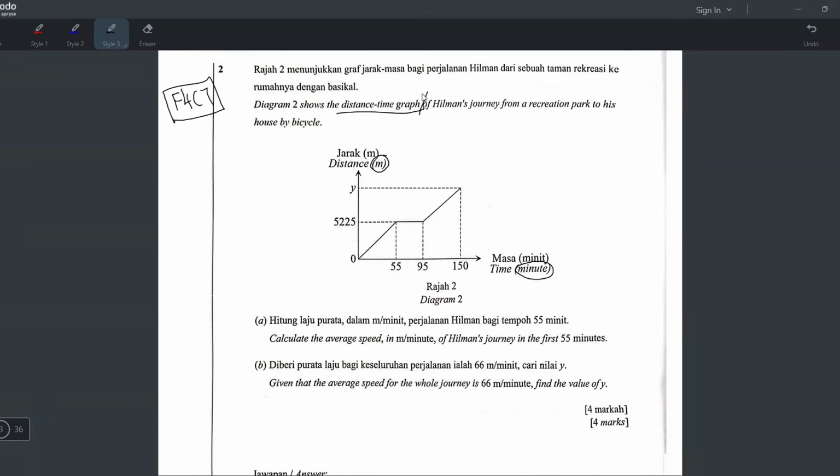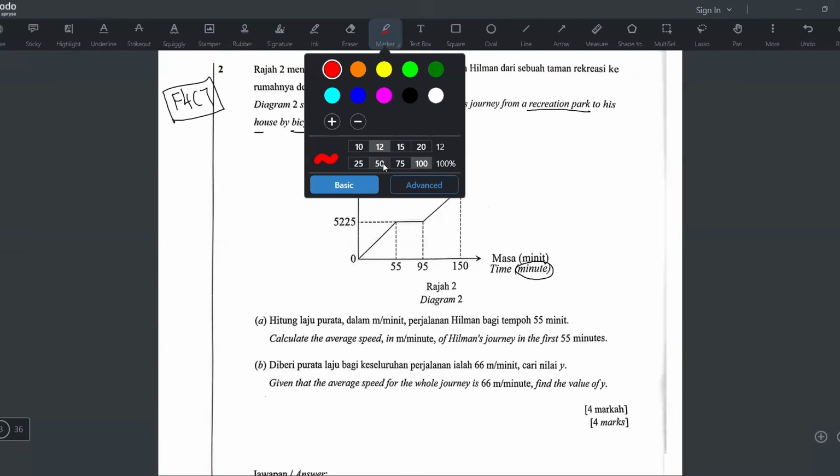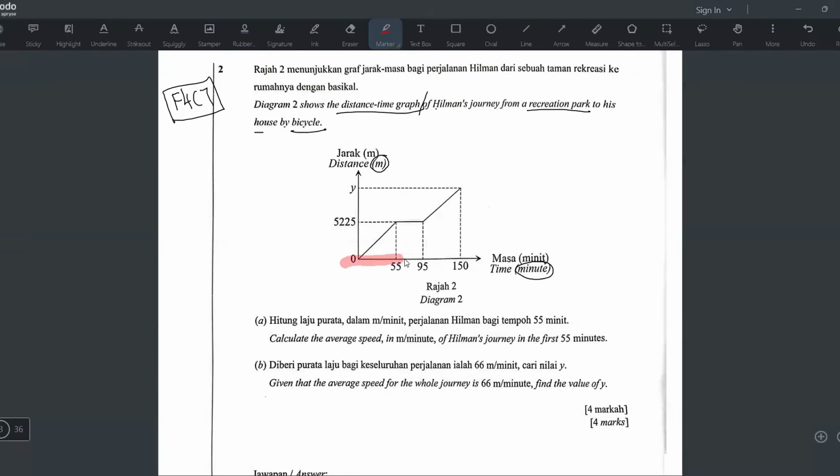So for DTG, I always say highlight. You can always highlight and write down the location. They say it is Hilman's journey from recreation park to his house by bicycle. So you can see this first line here, what happens is it starts moving. And then here is when it stops, because the distance is not changing. And then here it keeps moving forward, right? So what we can do, we can actually highlight. For DTG, I always teach like that, the same way. Just look at all my previous videos, you'll know this.